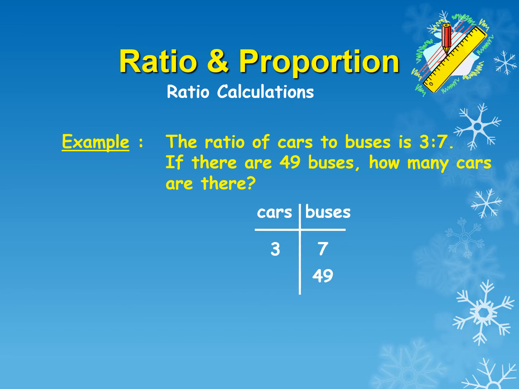So what is the number that is multiplied to 7 to get 49? It is 7. So whatever that number, you multiply it to 3. So 3 times 7 is equal to 21. So if there are 49 buses, there are 21 cars.